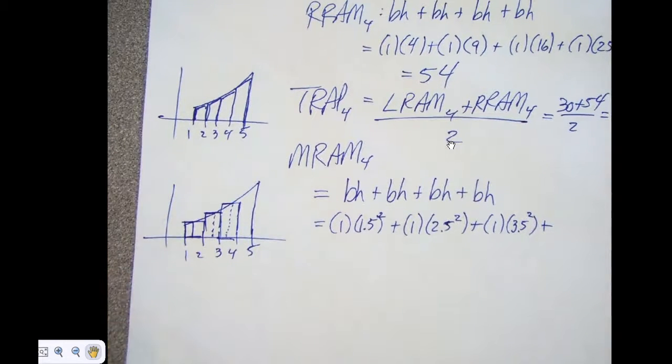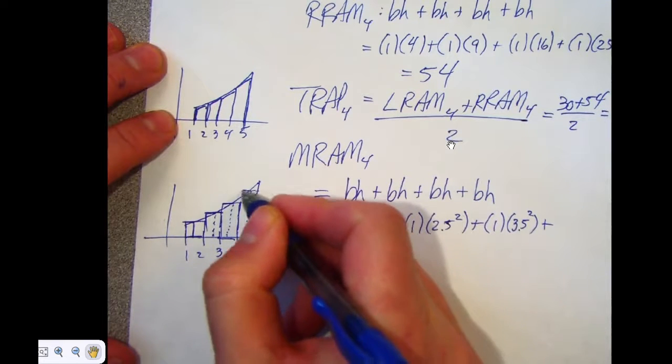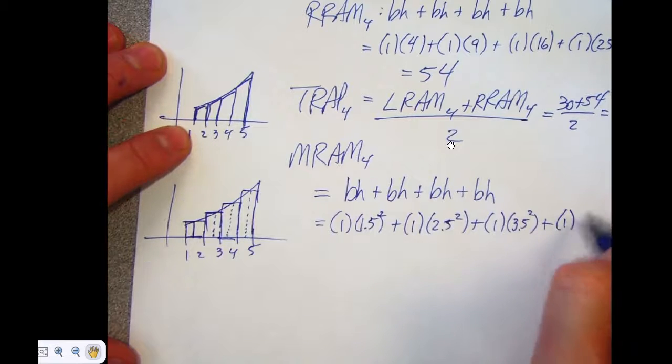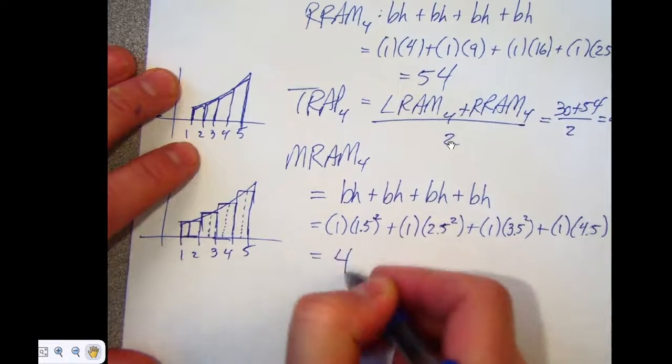Do you see what I'm doing? Yeah. You guys with me? And then from 4 to 5, your base is 1, and your height is determined by 4.5. Everybody have that answer figured? 41. Everybody verify that? All right, we got 41.